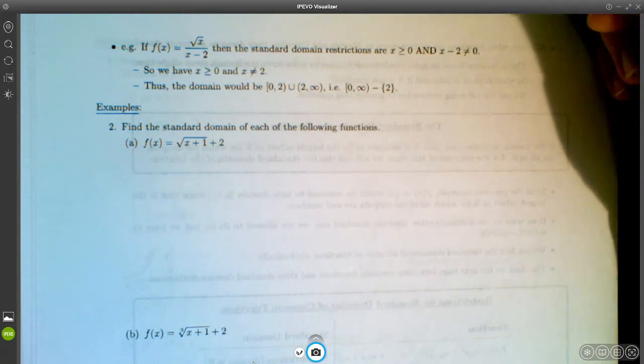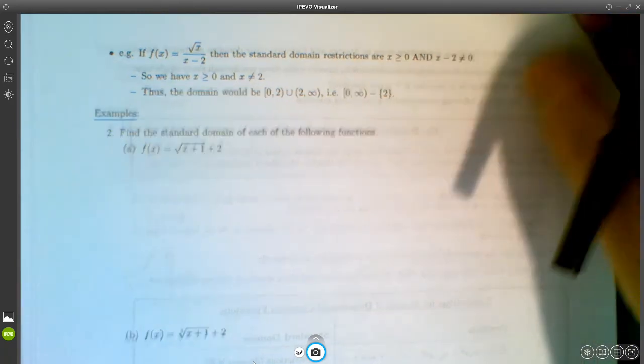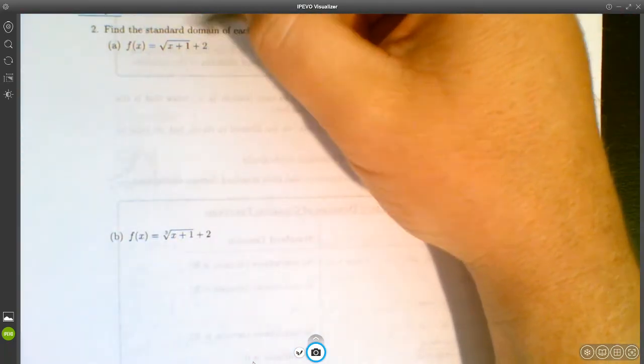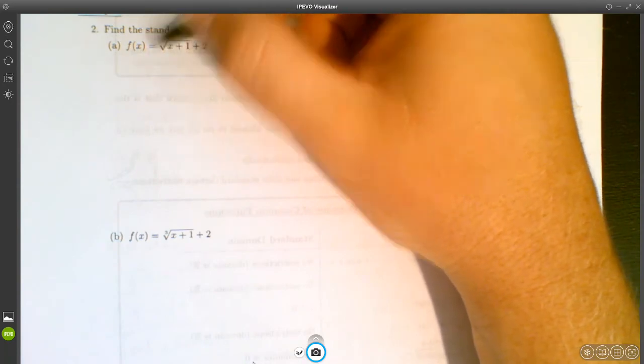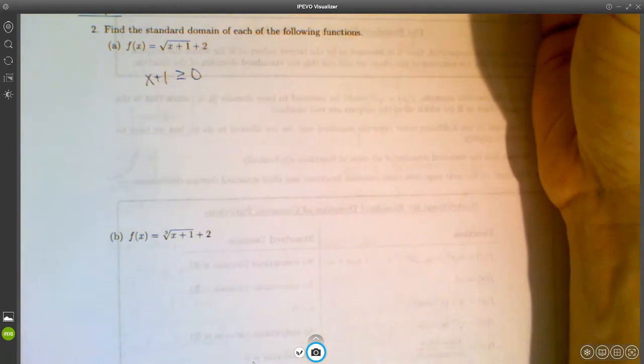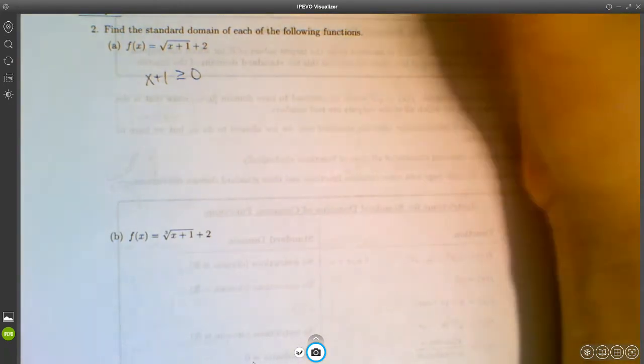Okay, so let's practice a little bit more, right? Let's find the standard domain of each of the following functions. For this function, the only restriction is that the radicand needs to be bigger than or equal to 0. So x plus 1 needs to be bigger than or equal to 0. Notice that I'm not solving this equation. I'm not graphing the function. I'm just trying to find the domain.